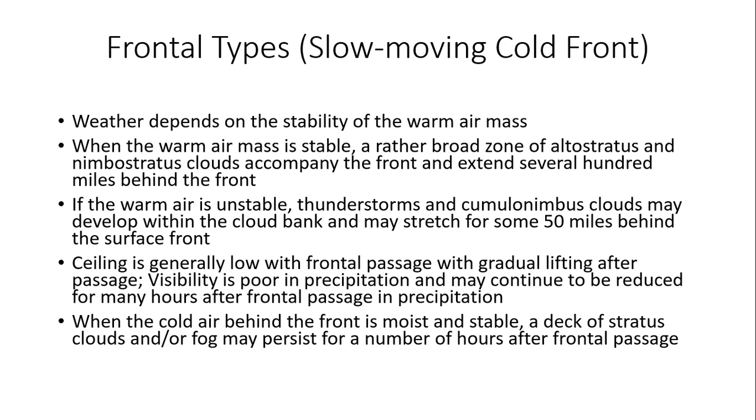Overall, with a slow-moving cold front, the weather you get is going to depend on the stability of the warm air mass. When that warm air mass is stable, you get a rather broad zone of these mid-level altostratus clouds and nimbostratus clouds, and they generally extend several hundred miles behind the front. If the warm air is unstable, on the other hand, you get thunderstorms, you get these towering cumulonimbus clouds, these really tall growing clouds.